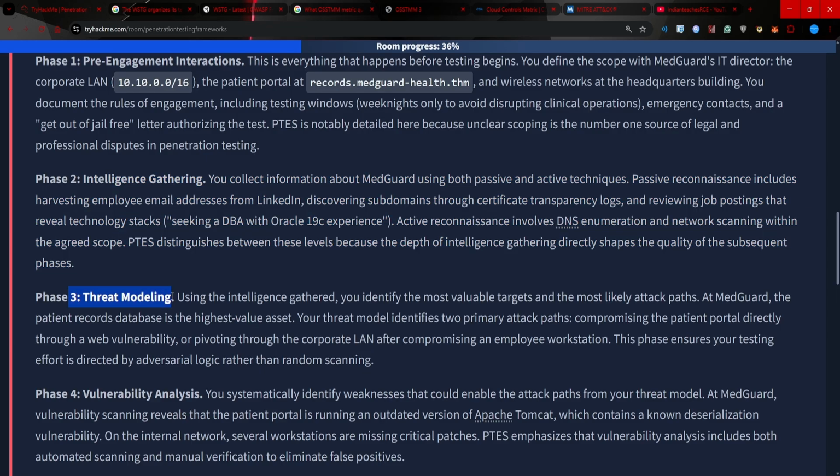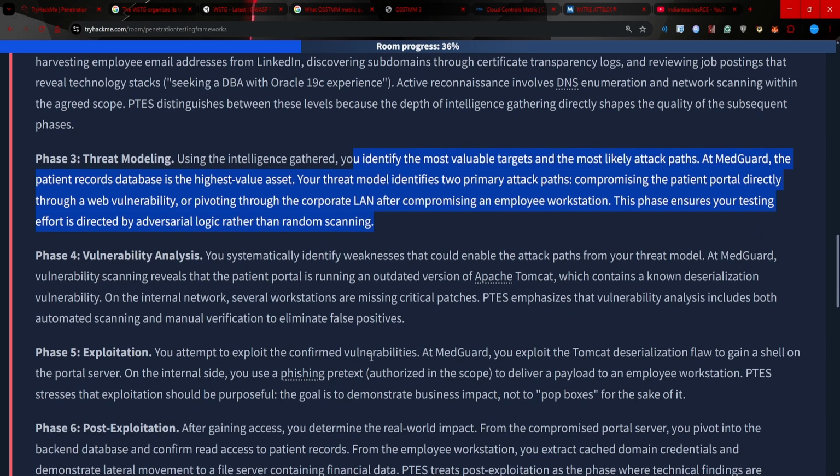Phase 3, threat modeling. Using the intelligence gathered, you identify the most valuable targets and the most likely attack paths. At MedGuard, the patient record database is the highest value asset. Your threat model identifies two primary attack paths: compromising the patient portal directly through a web vulnerability, or pivoting to the corporate LAN after compromising an employee workstation. This phase ensures your testing effort is driven by adversarial logic rather than random scanning.